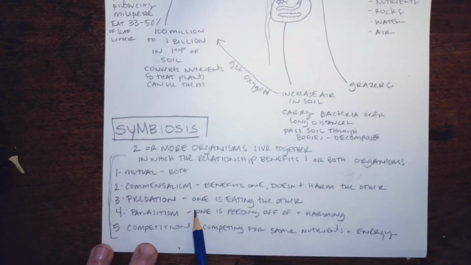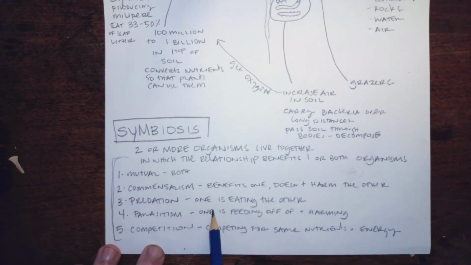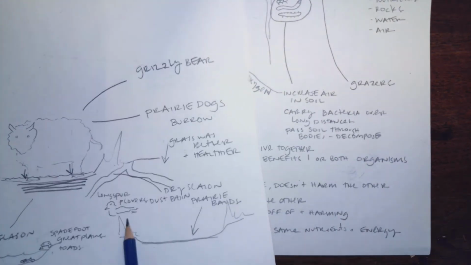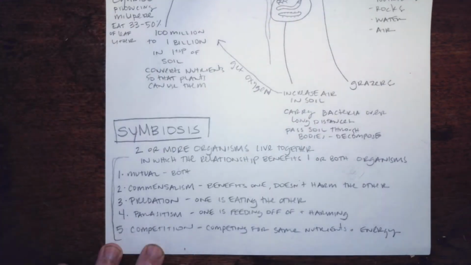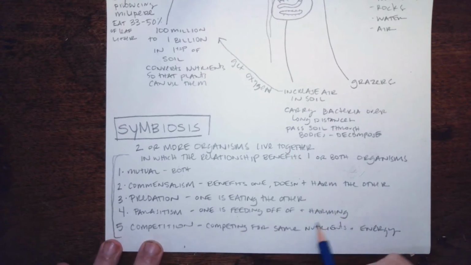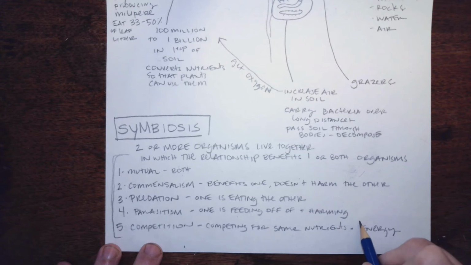So then there's predation, where one creature is eating another. So that's the birds eating the eggs of the frog or eating the insects. There's parasitism, where one is actually feeding off of the other and harming it. We didn't really go over this within the buffalo scenario, but an example of this is orchids. Orchids will actually feed off of other plants, and they need fungi to do that.